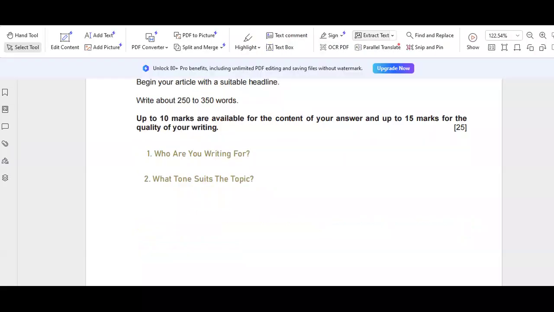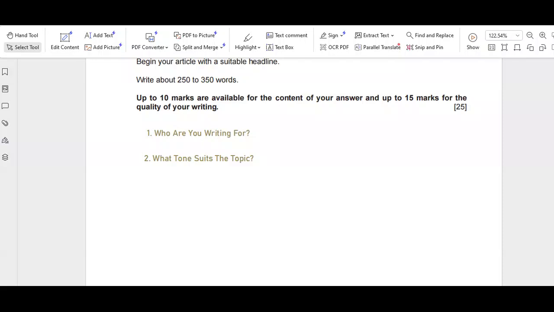So the second question that I posed was, what tone suits the topic? As I have just mentioned a few moments ago, articles are usually semi-formal, not too stiff, but not too casual either. So imagine reading your article aloud. Does it sound natural and engaging? Humor or sarcasm may be okay for funny topics, like if you are presenting reviews, but not for a serious issue, like the one that has been given in the question.